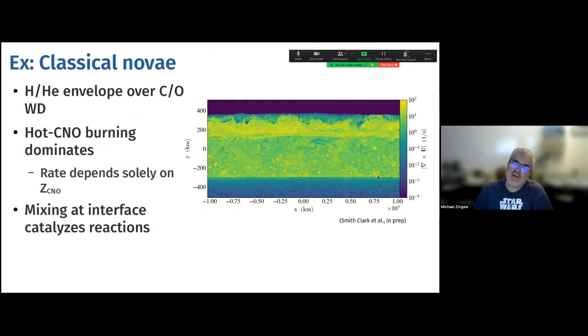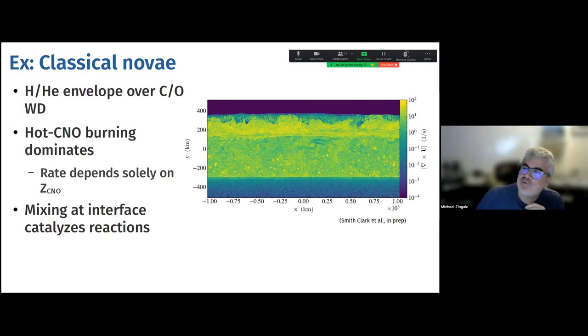Another example is in classical novae. Classical novae are when you have an accreted hydrogen-helium layer, or solar composition layer, on the surface of a white dwarf. The burning is taking place in the hydrogen layer, usually by CNO, then hot CNO. CNO burning is catalyzed by carbon, nitrogen, oxygen. This is hence the name.